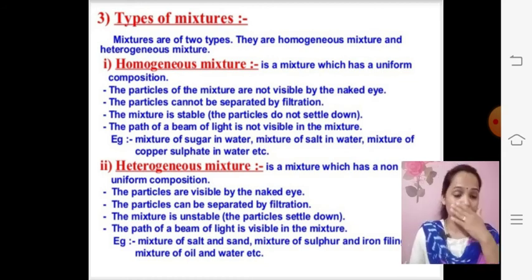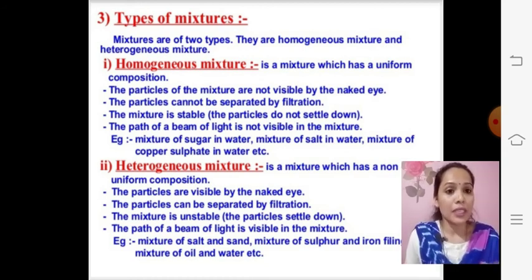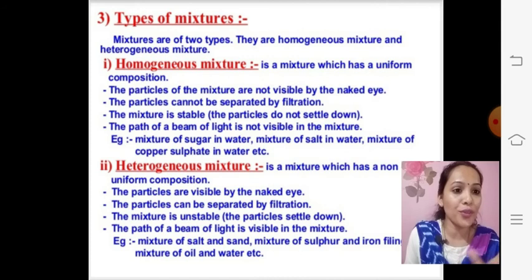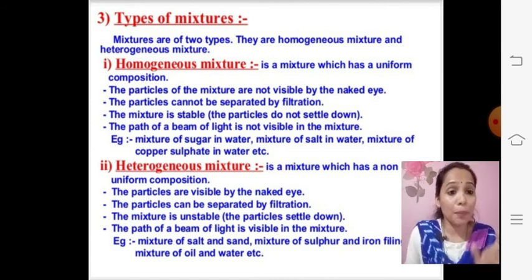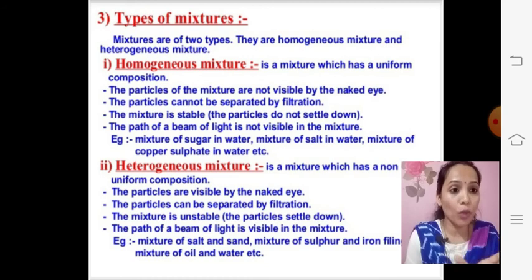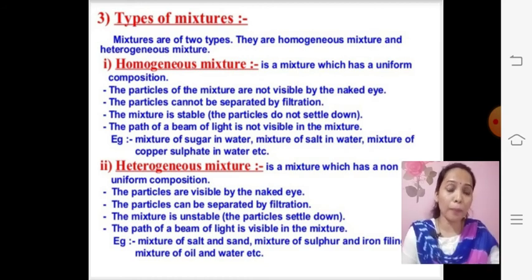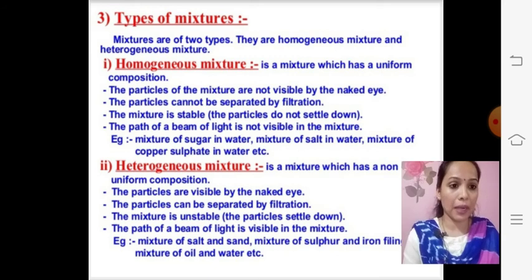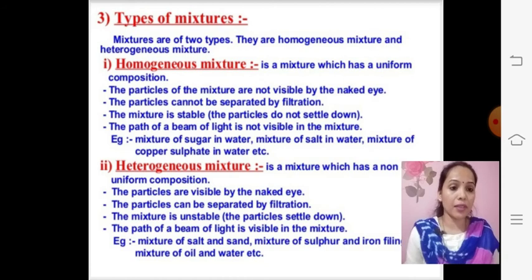Okay. Coming to heterogeneous mixtures, these are the mixtures which have a non-uniform composition. I have told you the meaning of heterogeneous, right? Non-uniform composition. Here the particles are visible to the naked eye. See, the other two solutions, for example, were chalk powder and water and also milk. In milk, actually, you cannot easily see the particles.